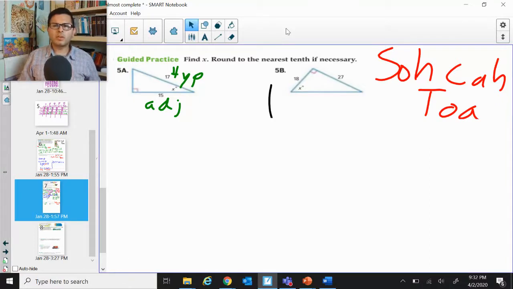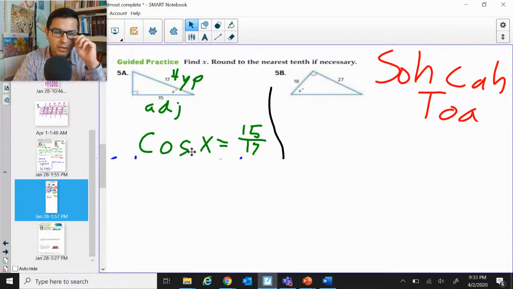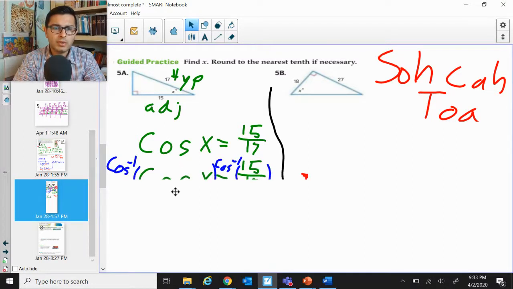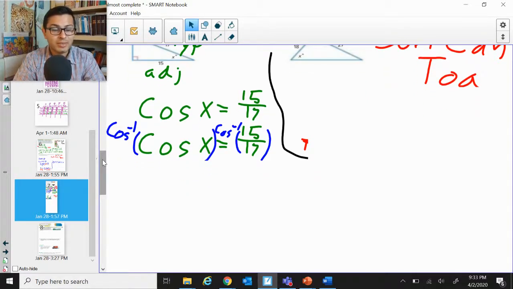It looks like cosine does. So let's use cosine of x. We're going to say cosine of x is going to equal 15 over 17, which of course is the adjacent divided by the hypotenuse. And those two values are labeled right over here. Now, we want the x isolated. We want our angle. That is the thing that we're trying to find. So we are going to take the inverse of cosine on both sides. We want to get rid of the cosine, so we're going to use our cosine inverse function to get rid of it because that's what it does.